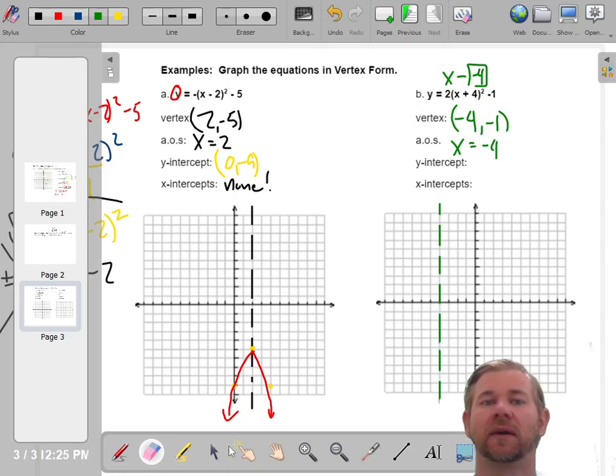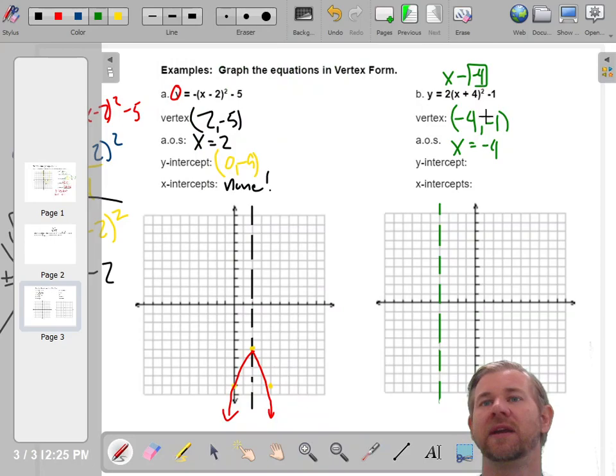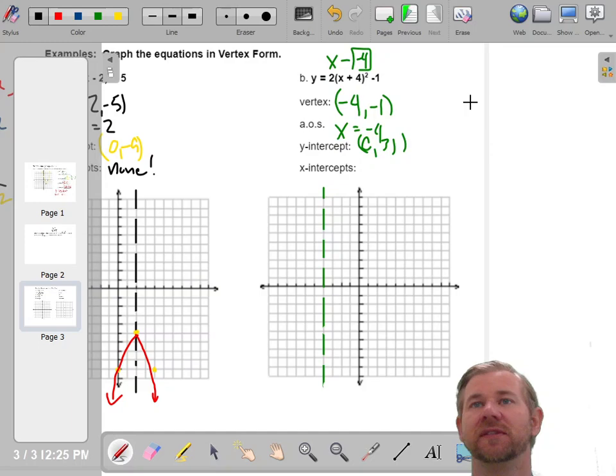Okay. All right. To find the y-intercept, I'm going to plug in 0. So 2 times 0 plus 4 squared minus 1. 16 times 2 is 32. 32 minus 1 is 31. So the y-intercept is way up there. I'm not going to be able to draw that. 0, 31.